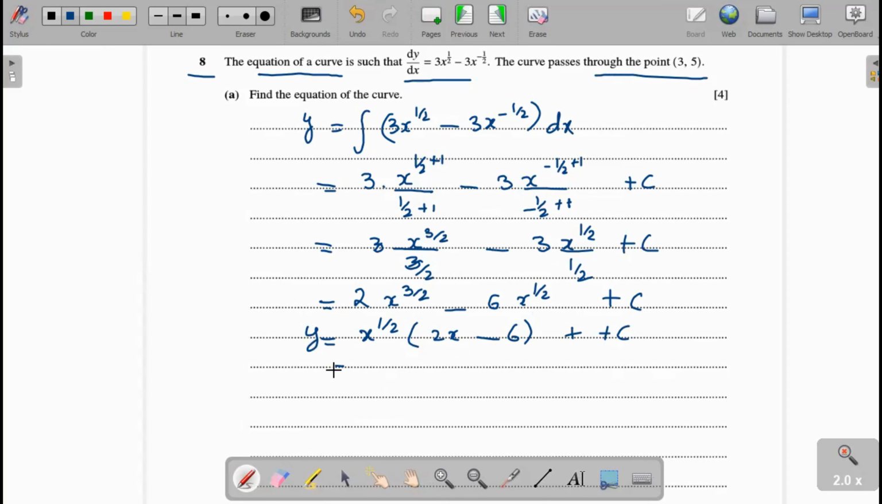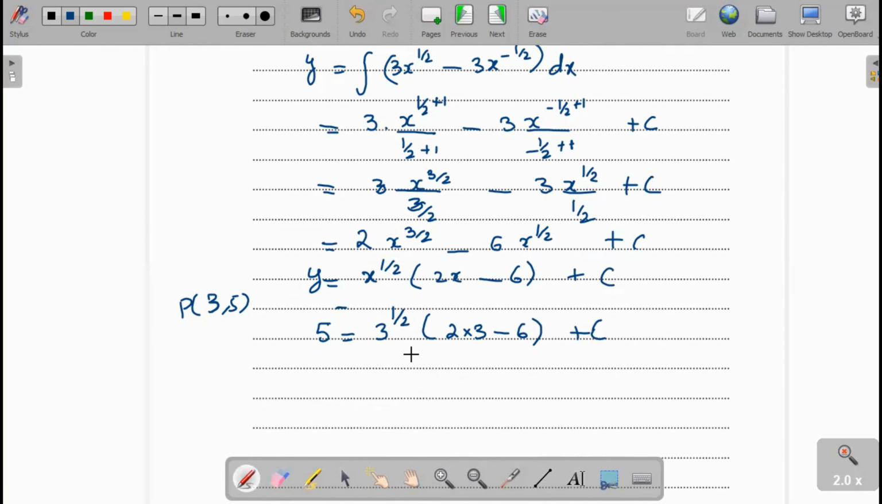Now (3, 5) is the point P. Now we substitute it. Now y will be equal to 5 and x equal to 3, power 1 over 2, and that is equal to 2 into 3 minus 6 plus c. You see here that value c will be equal to 0.